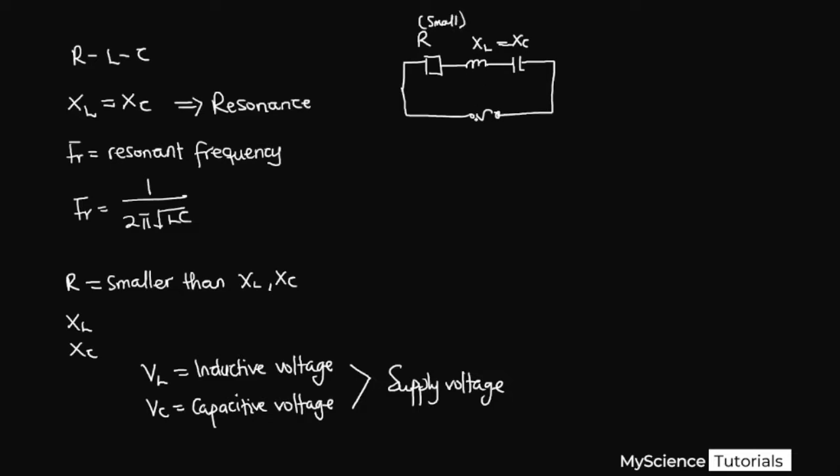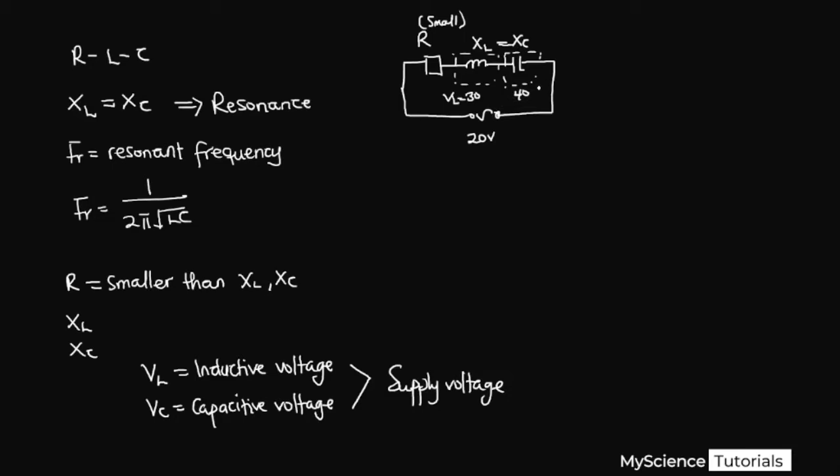We are expecting that the voltage over here, assuming this is 20 volts, if this is the supply voltage, it is possible for the voltage across just the inductor to be greater than 20, so something like maybe 30, and the voltage across the capacitor can be something like 40. So we can see that the voltage across the inductor VL is greater than the supply voltage, which is 20, and then the voltage across the capacitor is also greater than the supply voltage. Now, when this happens, we say that there is a voltage magnification or Q factor.